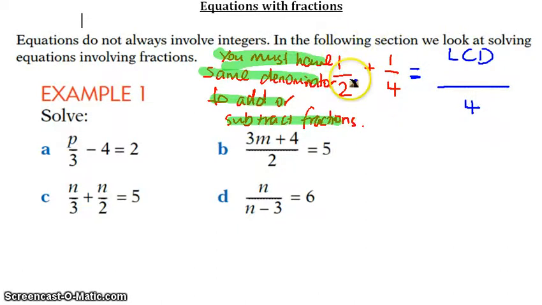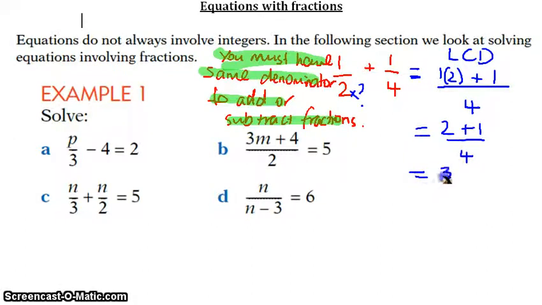But I can't just write the same thing on the top because I've changed one of these. Okay, so in this one I say, what do I times 2 by? So 2 times what to get me to 4? The answer is 2. So you times the top by 2. And 4 actually stays the same because 4 times 1 is 4. So 2 times 1 is 2. I've got plus 1 over 4. So my answer is 3 quarters. Okay? And that's how you add fractions with different denominators.